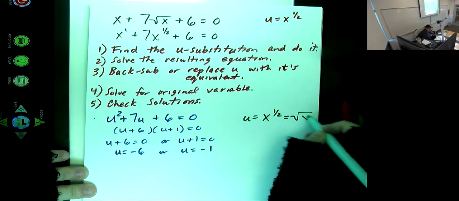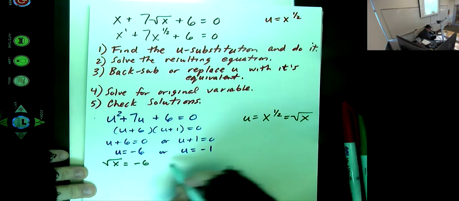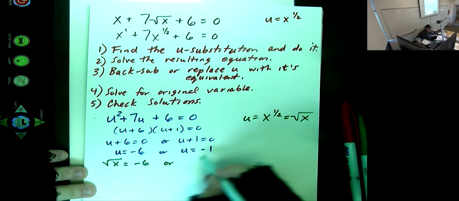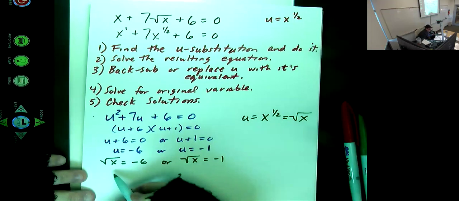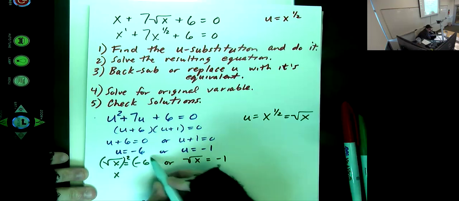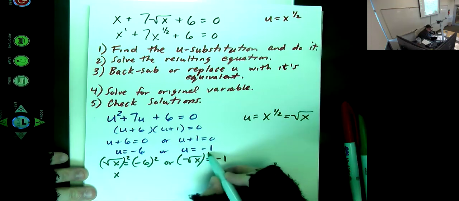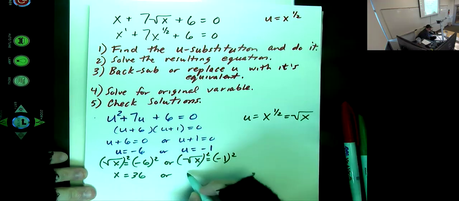It's really the square root of x. That might be easier for people to look at here. We could square both sides. That gets rid of square roots, right? I get x equals 36 or x equals 1.